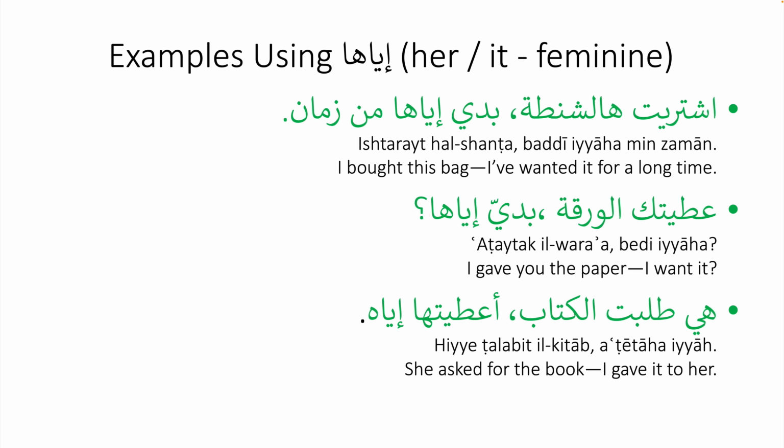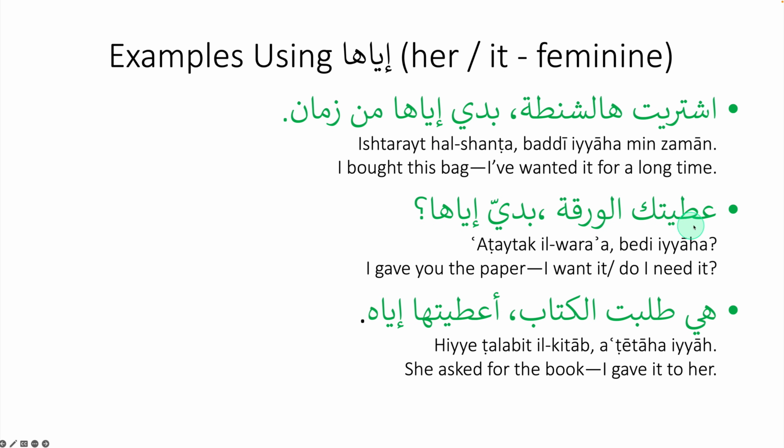Now we're going to explore the examples with إياها, so that is her, she, third person, or it if the object is feminine. اشتريت هالشنطة بدي إياها من زمان. اشتريت هالشنطة, I bought this bag. بدي إياها, I wanted it. من زمان, a long time ago. So بدي إياها, إياها, that is it.